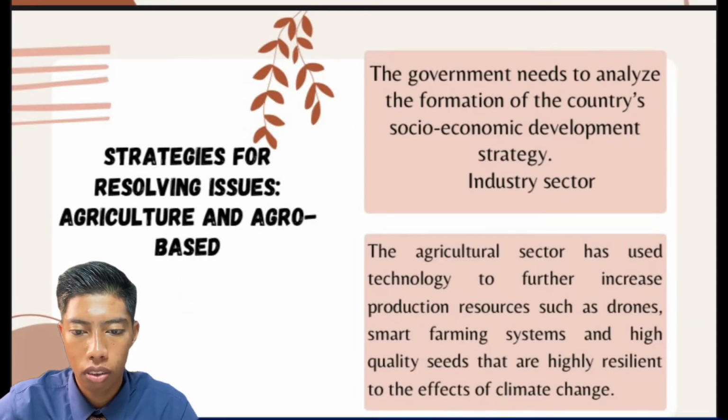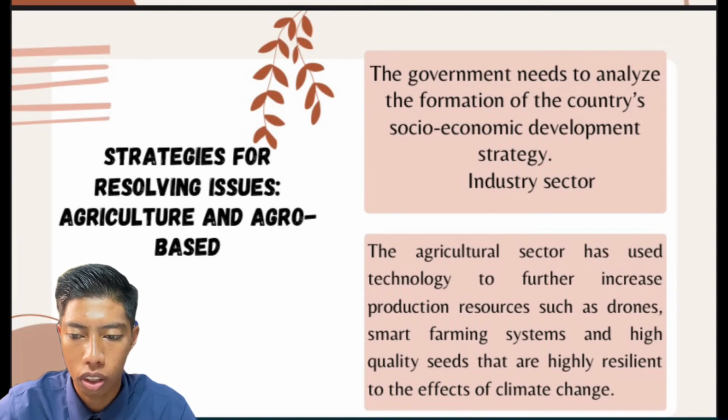Strategy for resolving issues in agriculture and agro-based. The government needs to analyze the information of the country's socio-economic development strategy for the industry sector. The agriculture sector has used technology to further increase production resources such as drones, smart farming systems, and higher quality seeds that are highly resilient to the effects of climate change.